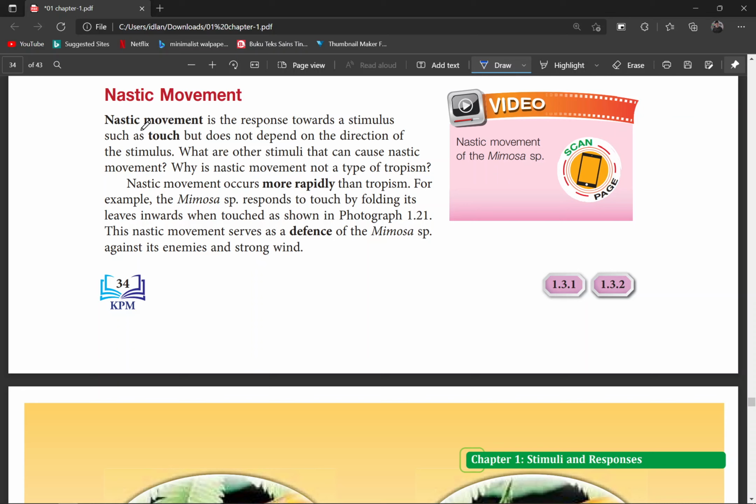Maksudnya, kalau tadi menghala ke cahaya matahari lah, ke gravity lah, memanjat pokok lain lah, kan? Ataupun pergi ke sumber air, benda tu fixed. Kalau air tu kat kiri, ke kiri lah akar pokok tu pergi untuk air. Kalau cahaya matahari tu ke kanan lah pokok tu pergi. Kalau yang ni, dia depends. Awak tekan kat mana ke, awak buat masalah kat mana-mana bahagian pokok tu pun, tak ada masalah. Dia akan respon. Dia memang akan respon. Tapi dia tidak akan respon mengikut arah yang stimulus tu dikenakan.